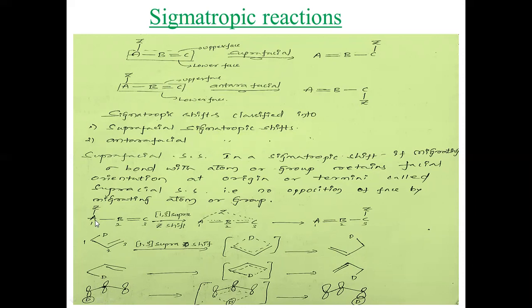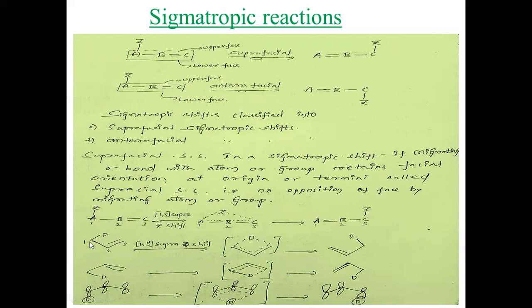Here, if you see in this molecule A, B, C, where atom A is connected with Z, this is a migrating sigma bond. If this sigma bond is migrating onto C from the upper phase to the upper phase, in the product formation you can see the Z atom is at the upper phase only. So this is what we call suprafacial sigmatropic shifts.